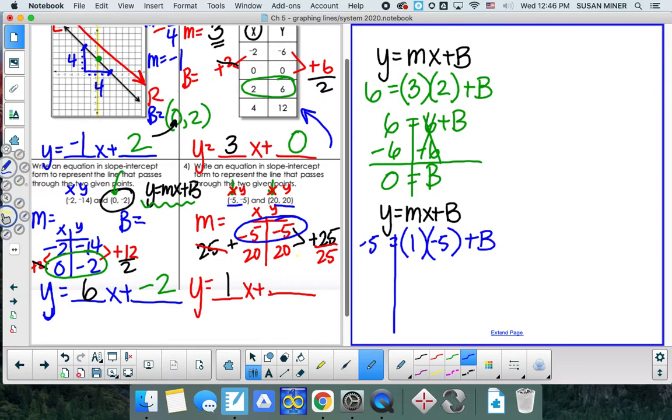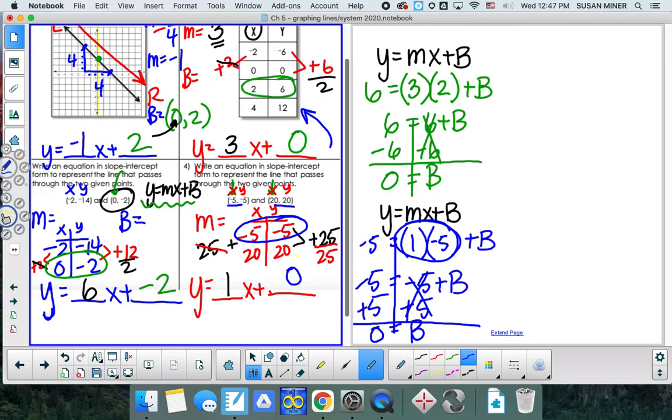Negative 1 times 5. Remember, when I'm solving equations, I always simplify first. So I want to go ahead and multiply those two numbers together and simplify this. That's going to make that negative 5 plus b is equal to negative 5. And then in order to get b alone, I'm going to add 5 to both sides. And so when I finish solving this, b is going to be equal to 0. And so my equation will be y equals 1x plus 0.